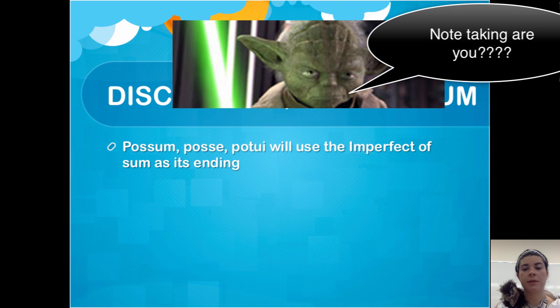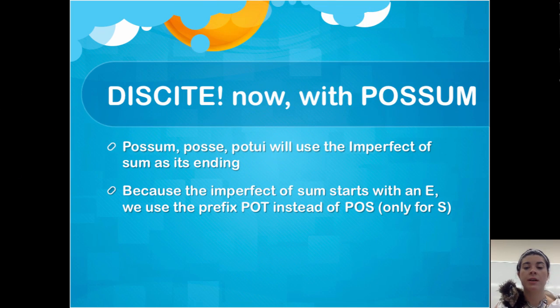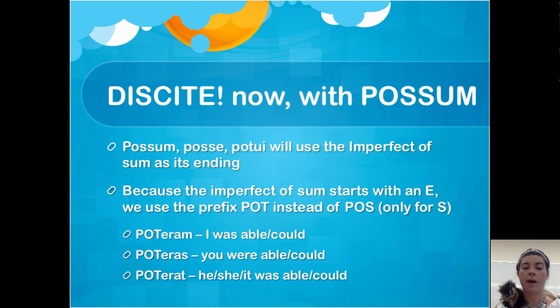So when you see it with imperfect, again, remember because the imperfect of sum starts with an e, eram, eras, erat, eramus, eratis, erant, you're going to use the prefix pot instead of pos, because remember we only use pos for s. So to say I was able, or you were able, or he, she, it was able, you're going to use poteram, poteras, and poterat.